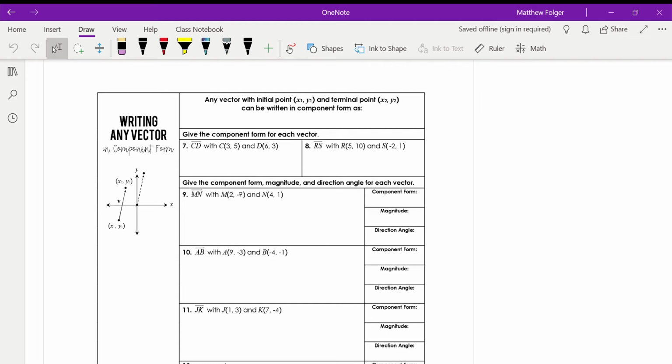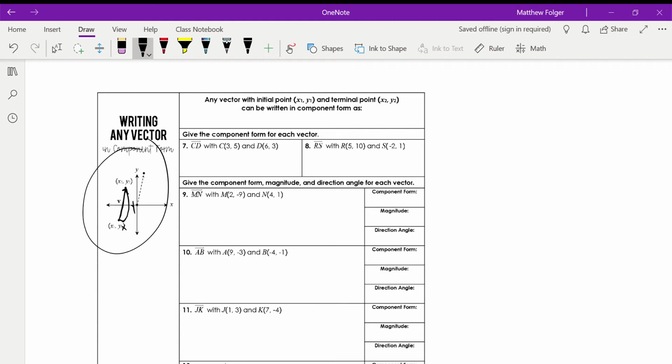So, to start, we talked about what component form is. Component form basically separates a vector into its x component and its y component. There's a picture of that right here. Any vector has a starting and an ending point, and you can think of a vector as a movement over x and up y. So if you think of a vector as those two components, you can write any vector as those two components.